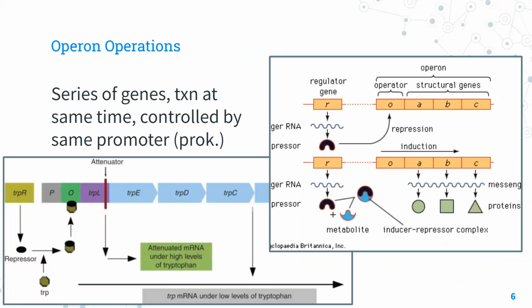So operons: an operon is a series of genes that's transcribed at the same time, and it's controlled by one promoter. It's the same promoter, so once that promoter says go, every gene will be transcribed.